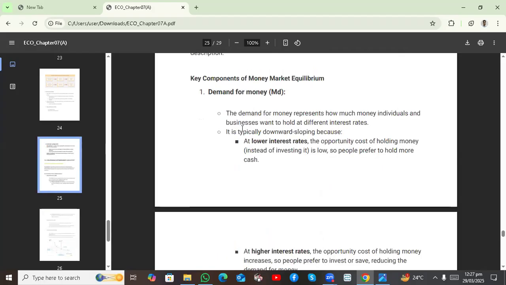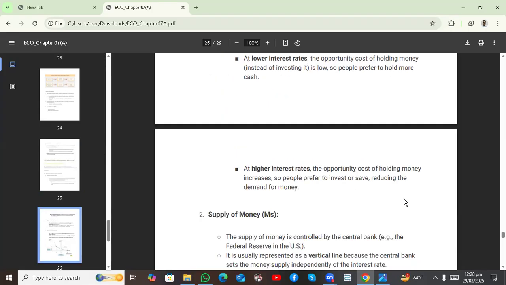So, demand for money. The demand for money represents how much money individuals and businesses want to hold at different interest rates. It is typically downward sloping because at lower interest rates, the opportunity cost of holding money is low, so people prefer to hold more cash. At higher interest rates, the opportunity cost of holding money increases, so people prefer to invest or save, reducing the demand for money.